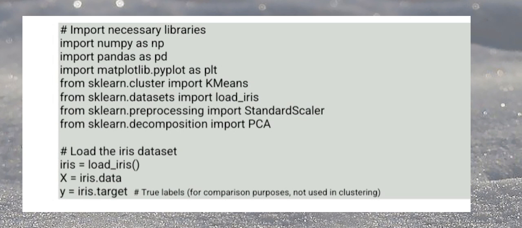Load the iris dataset. iris equals load_iris loads the iris dataset into the iris variable. X equals iris.data assigns the features data, measurements of sepal length, sepal width, petal length and petal width, to X. y equals iris.target assigns the true labels, the species of iris flowers: setosa, versicolor, virginica, to y.